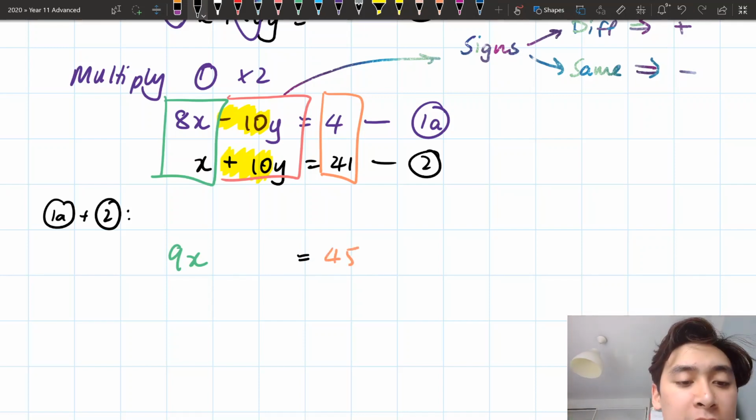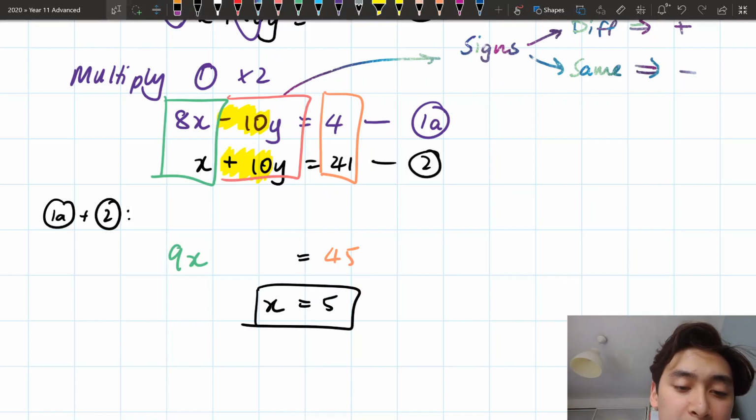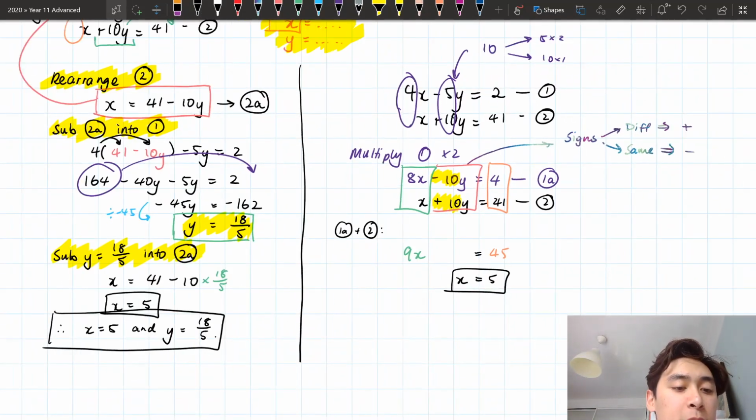And so if I'm solving here, all I need to do is divide both sides by 9. I've got x is equal to 5, which is exactly what we found with our substitution method. We got x is equal to 5, which is what we had over here.